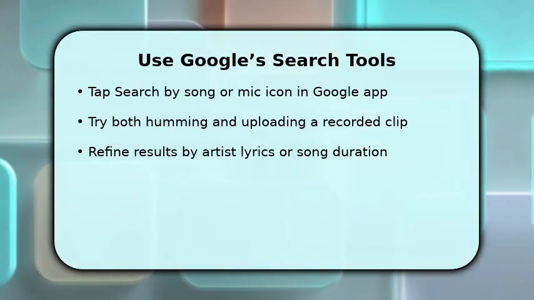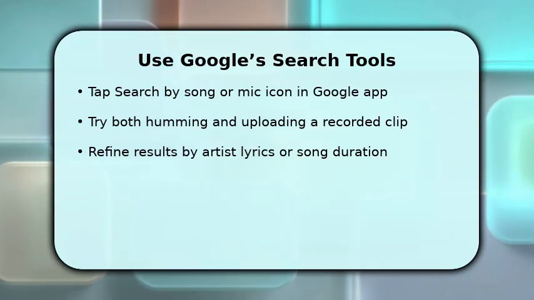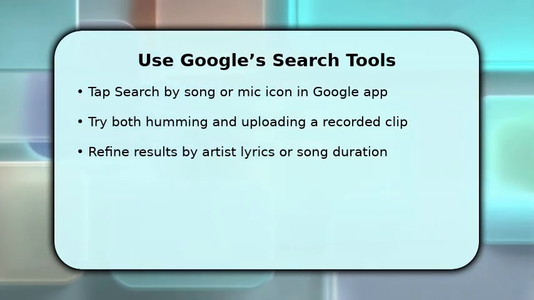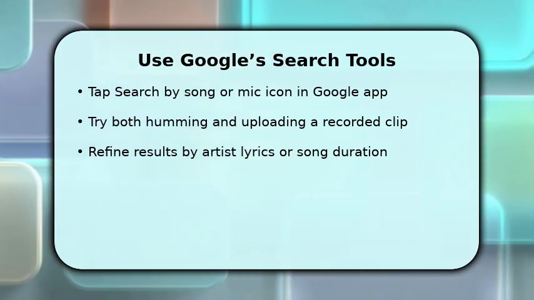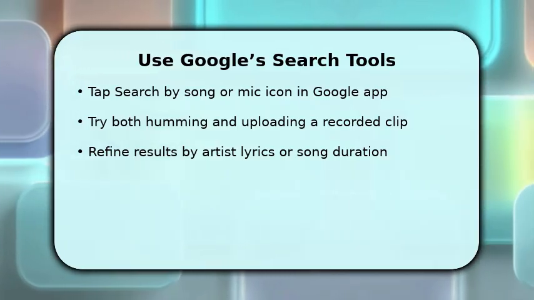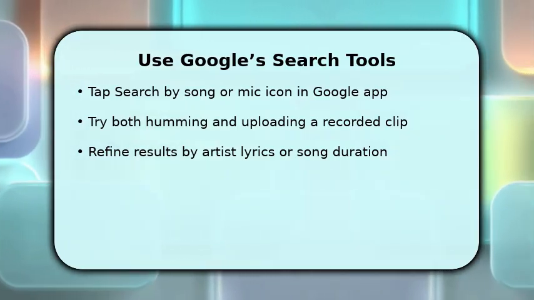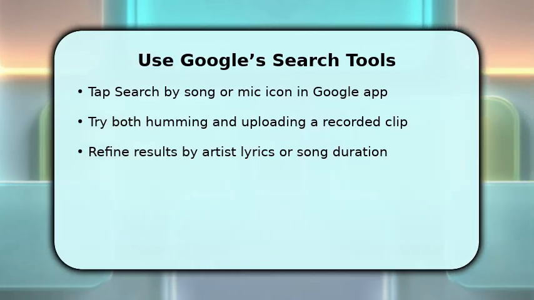If humming fails, try uploading a short recorded clip or playing the track from another device. Different inputs increase match chances. Make sure to listen for the indicator and repeat humming once more if the first take is noisy. You can also add lyrics or estimated artist name to narrow results. This helps Google weigh matches more accurately and reduces false positives.